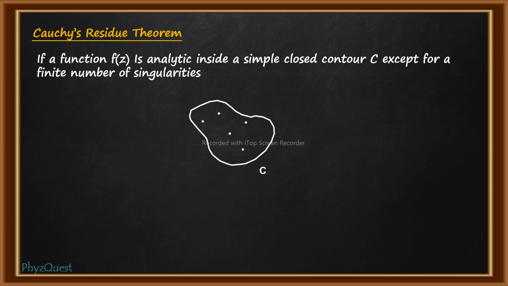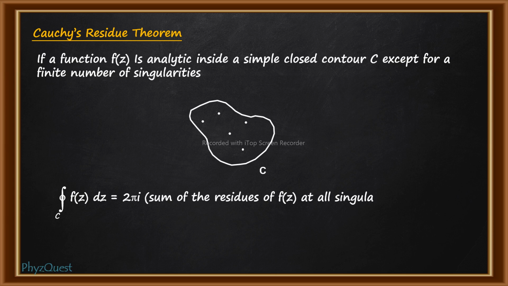So when such a function is integrated over a closed contour, that is the integral over C of f(z) dz, it is equal to 2 pi i times the sum of the residues of the function at all the singularities within the contour. So this is the definition.